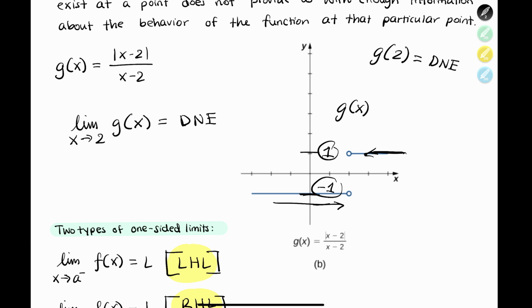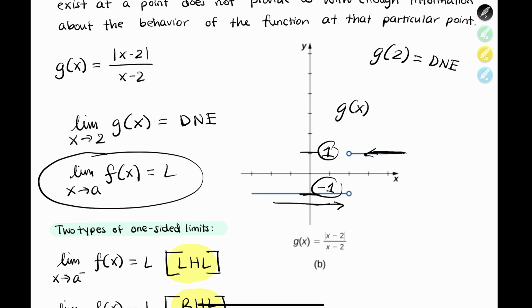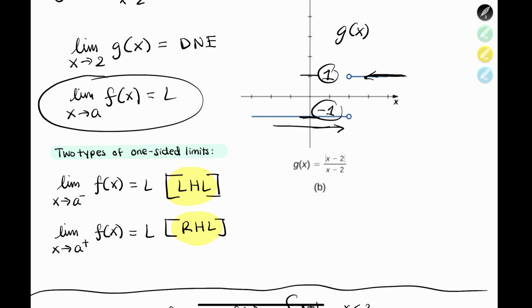And so now I'm going to introduce one-sided limits, which help us gain information about the behavior of the function at a particular point. So keep in mind that the general function of a limit is the limit as x approaches a of f of x, which is just any function, equal to L, which is any real number. So this is the general function. And now let's look at the two types of one-sided limits.